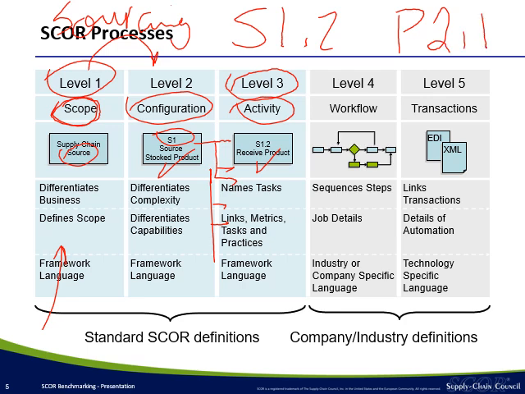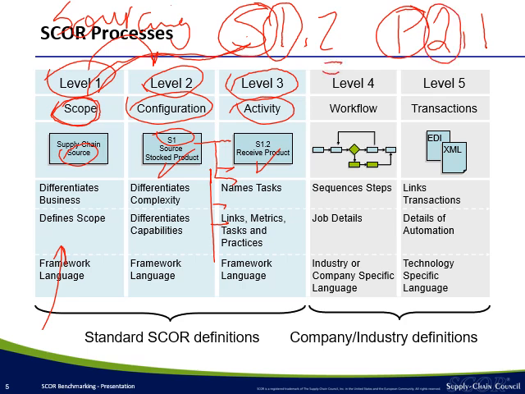P2.1, it means the level here, level 1 defines the scope. So here the scope is source, the scope here is plan. And then which configuration? This is level 2. Here it's stocked items. Here this is plan source. And then we have several activities. Point 2 here means it's step number 2. Point 1 here, it's activity number 1.